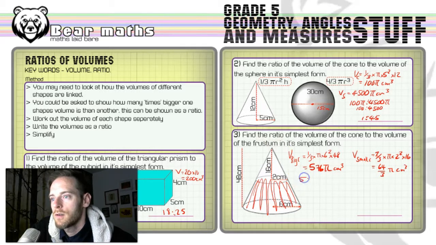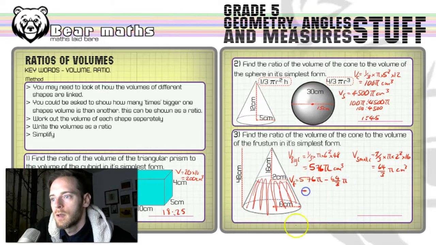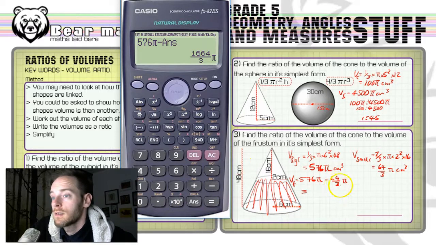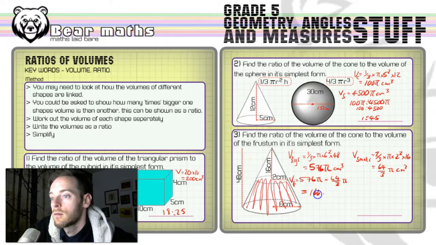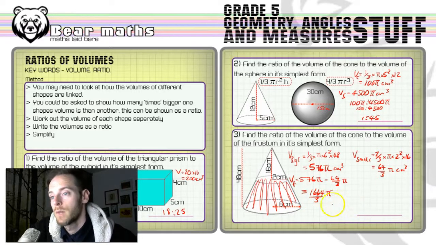So I'm going to do the 576 pi minus, because it's the volume of the frustum now. Volume of the frustum is 576 pi minus 64/3 of pi. And that's going to be 576 pi minus that answer I just had on the screen, 1664/3 of pi, or 1664 pi over 3 if you want. It wouldn't matter if we extended that underneath the pi there.